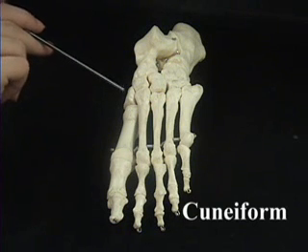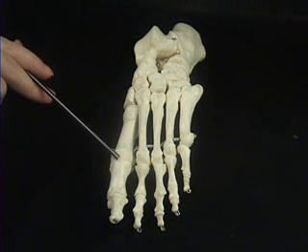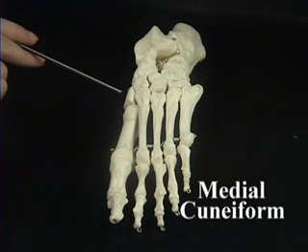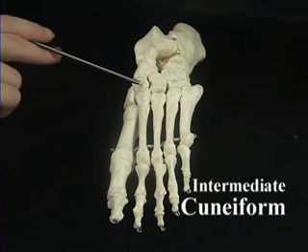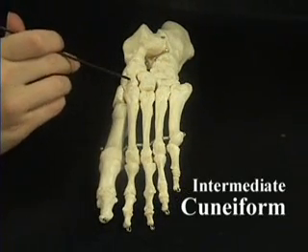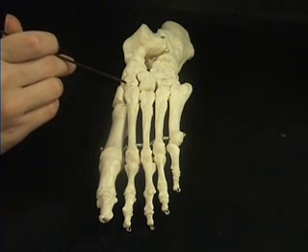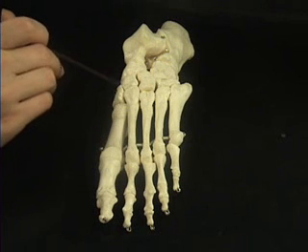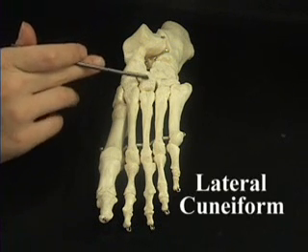They're also named specifically for the position in which they sit. If this is your big toe, this would be your medial cuneiform. In the middle here, here is our intermediate cuneiform. Inter is a prefix that means between. So we have our medial cuneiform, intermediate cuneiform bone, and our lateral cuneiform bone.